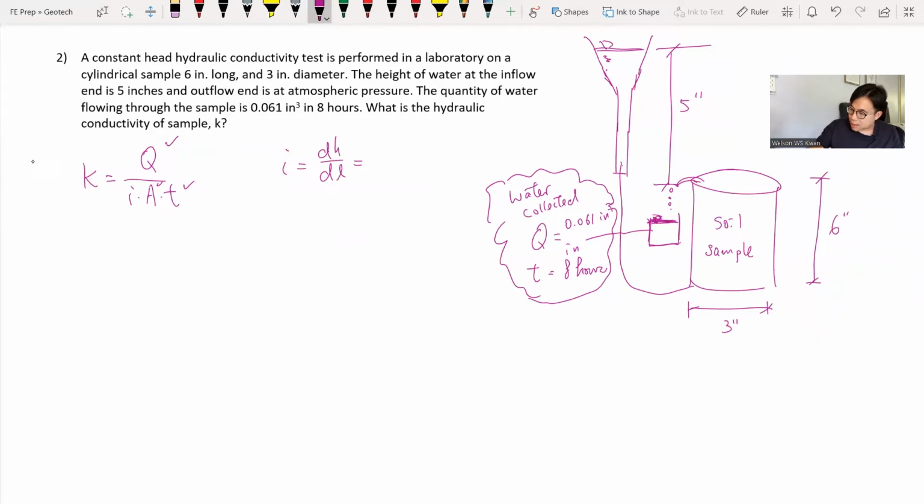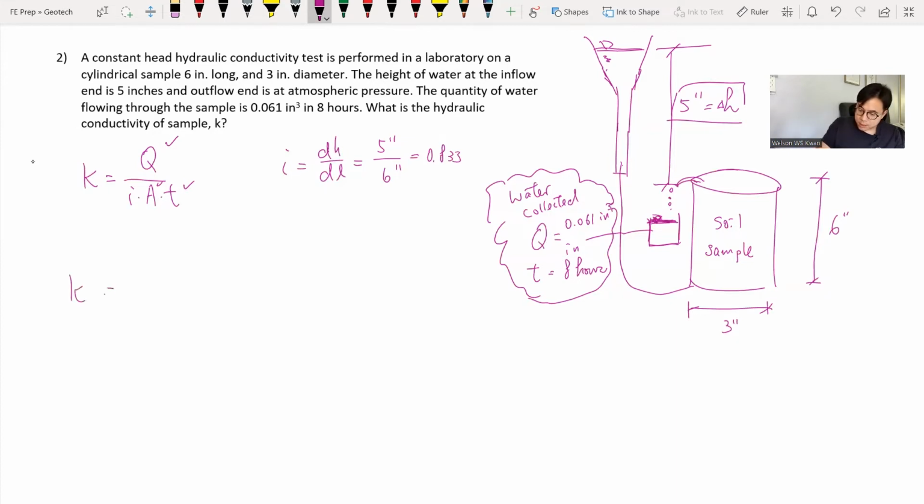Which is equal to our head here, which is 5 inches. So the head applies to the specimens, coming from the bottoms and then coming from the tops, and the length that you travel through is the height of the source specimens. So with this information, then we can solve for the gradients. So pretty much we have all the information.